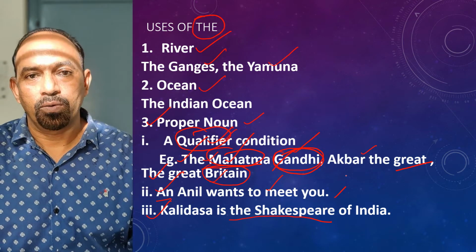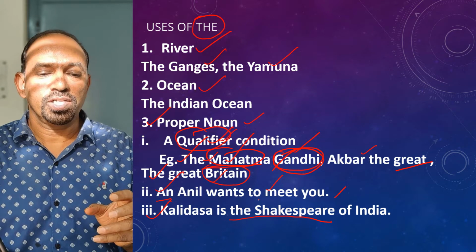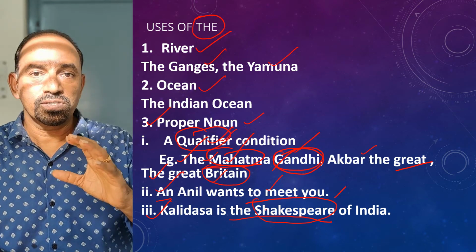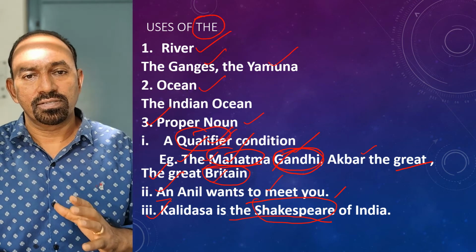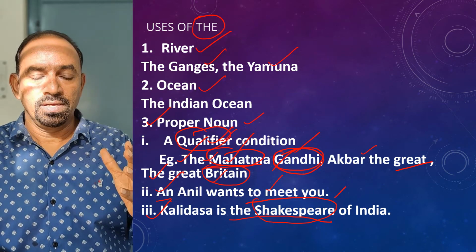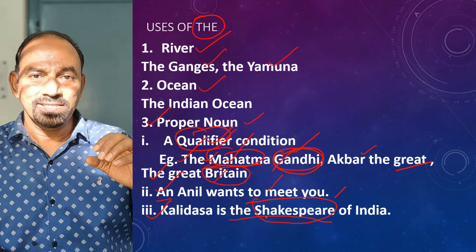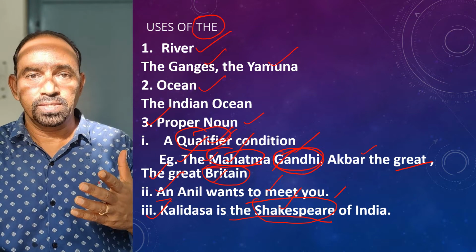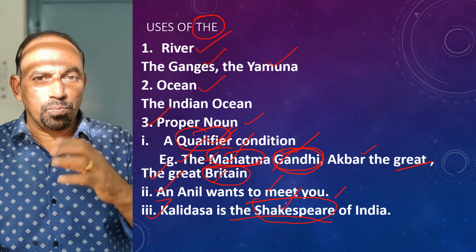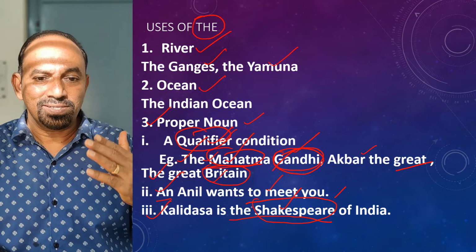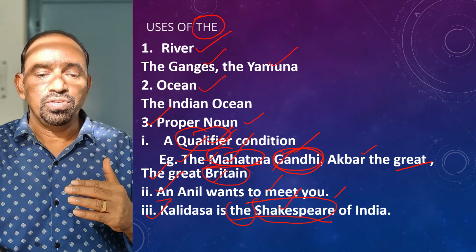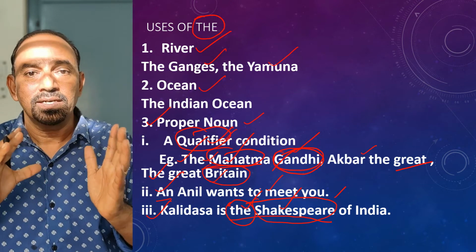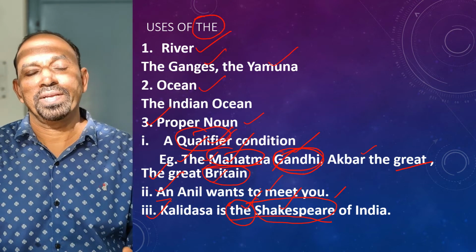Shakespeare is a proper noun, but in this sentence, Shakespeare is used as a common noun that represents high quality writers, literature. So Kalidasa has all the qualities of Shakespeare as a writer. So Shakespeare is not a proper noun here. It is used as a common noun. So we used the definite article the. Kalidasa is the Shakespeare of India.